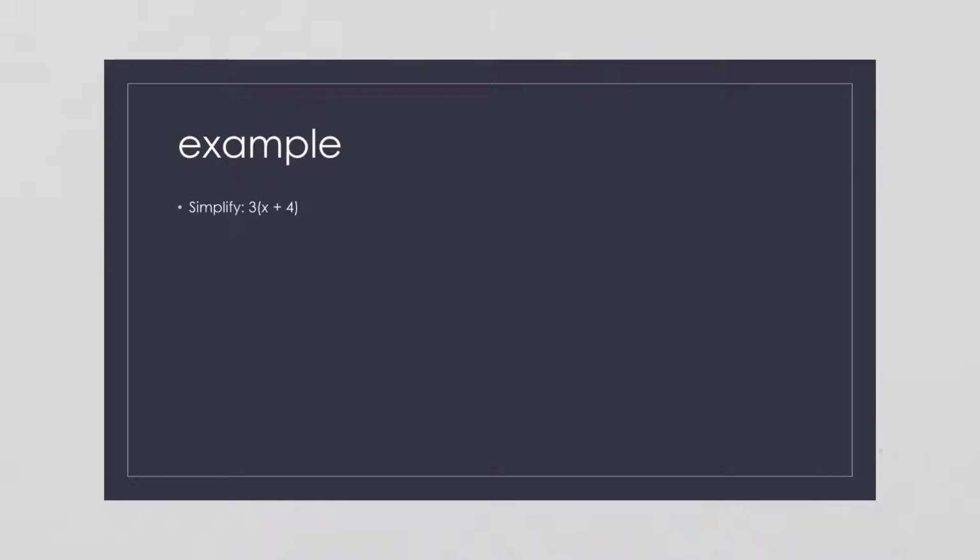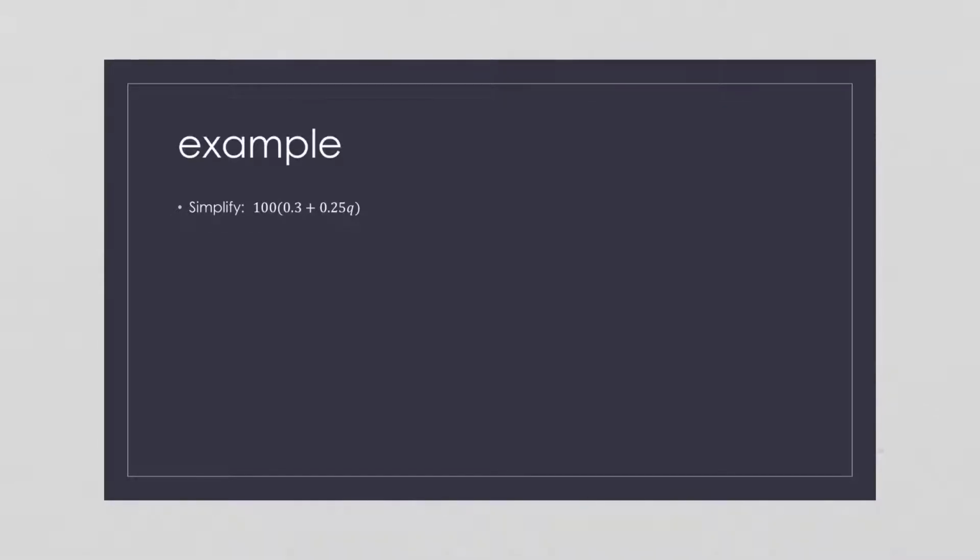Alright, so this problem right here, we're just going to take 3 and multiply it times x, and 3 times 4. 3 times x is 3x, 3 times 4 is 12. On this problem, 8 times 3/8, the 8's cancel, so I'm left with 3x there. 8 times 1/4 plus 2. There we go.